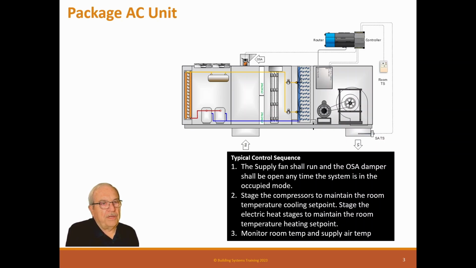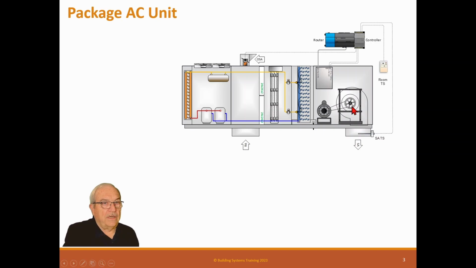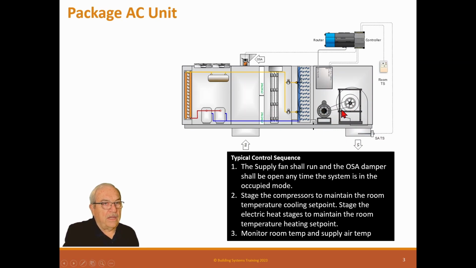Stage the compressor to maintain the room temperature cooling set point. Stage the electric heater to maintain the room temperature heating set point. Maintain room temperature and supply air temperature. Now, another thing to notice here on package units, they're all constant volume units. There is a VAV unit, we'll talk about that, but all standard units are constant volume, meaning this fan is not a variable speed fan, it's a constant volume fan.